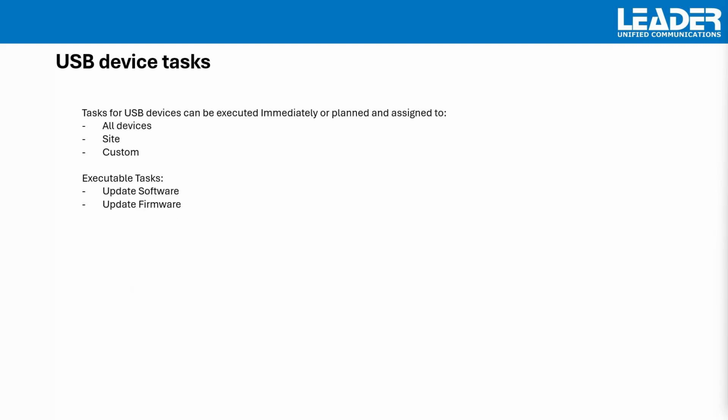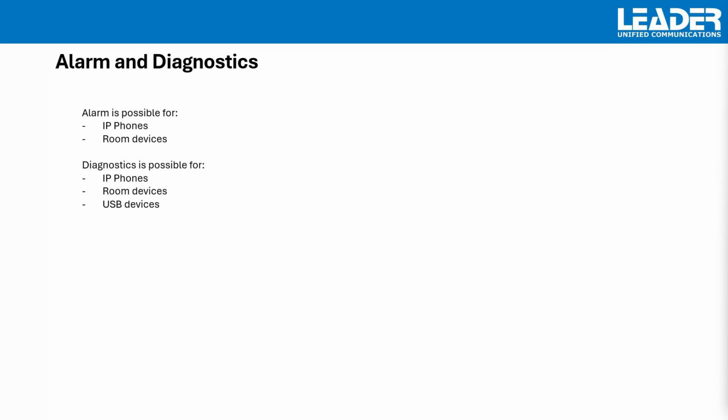USB devices have tasks that can be executed immediately or planned and can be assigned to all devices, site or custom. Executable tasks are update the software, update firmware. Alarm and diagnostics is possible for IP phones and room devices. So alarm is possible for IP phones and room devices.